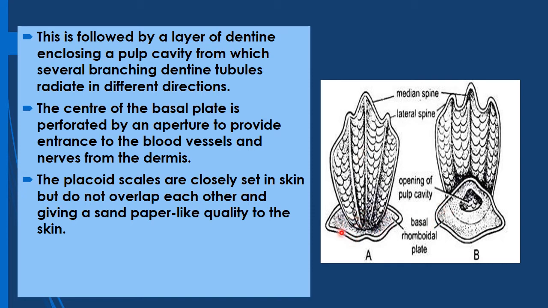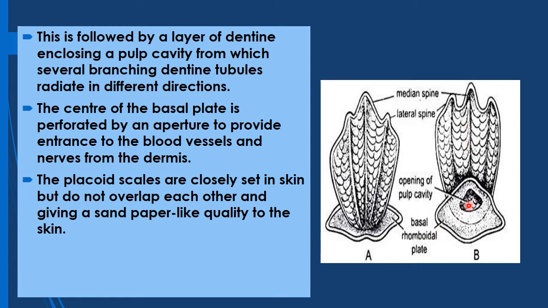In this diagram, this is the dorsal view, and this is the ventral view of the placoid scale. Here we can see the basal plate, which is rhomboidal in structure and embedded in the dermis. And this is the trident spine, which is the exposed part. In the middle it possesses the median spine, and on either side of the median spine we can see the lateral spine.